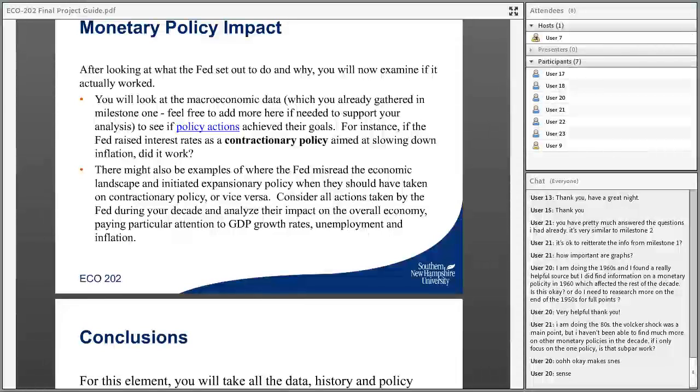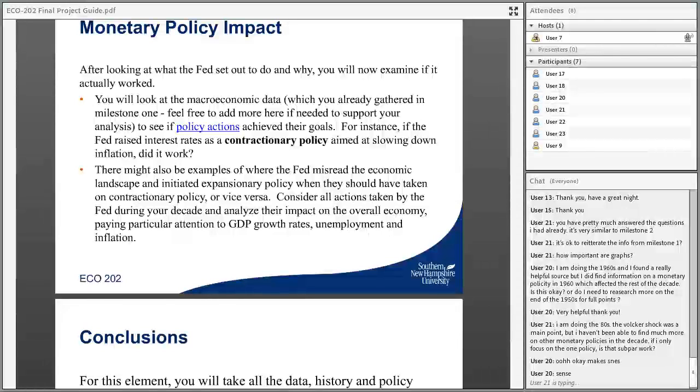So now the monetary policy in 1960, you will use as your monetary policy action for your decade. Because if you use that one in the first slide, then you don't have it for the second slide. So somewhere you've got to give.